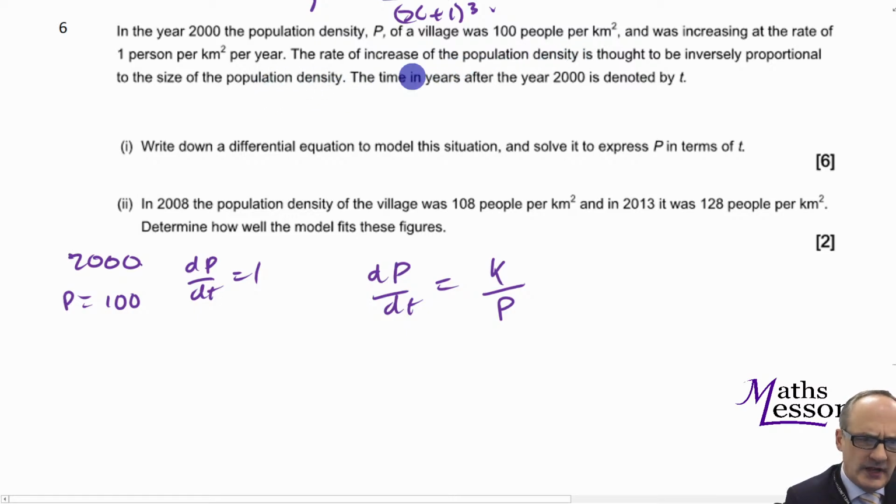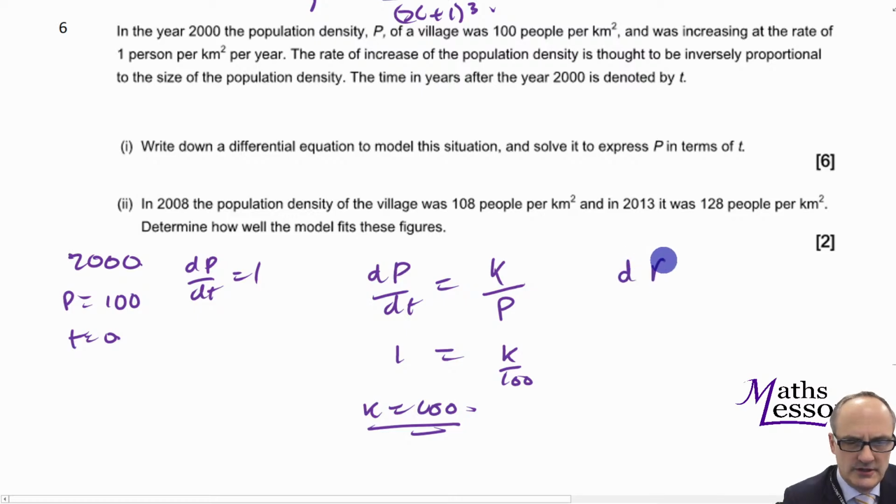The time in years after the year 2000 is denoted by t, so 2000 is when t equals 0. At t equals 0, P equals 100 and dP/dt equals 1. So 1 equals k over 100, so k equals 100. We can now write that dP/dt is equal to 100 over P. So that's the problem-solving bit.